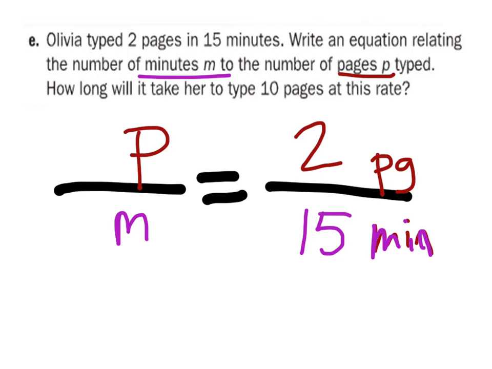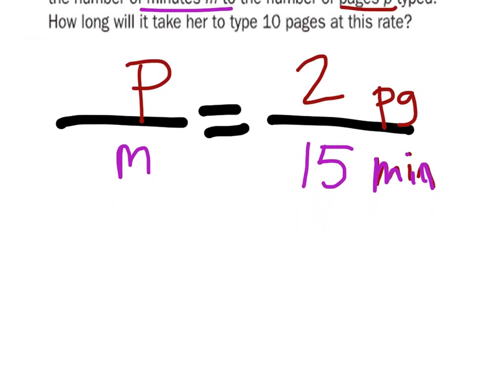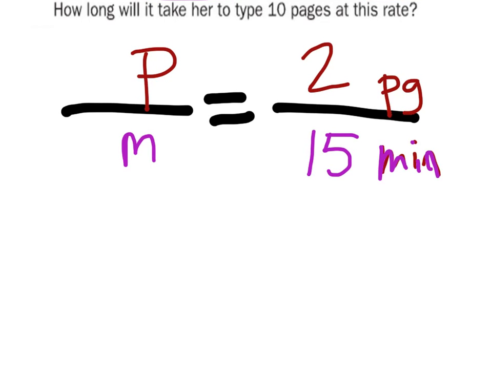The reason this is an equation, well, technically, is because it's got an equal sign. It's got 2 statements on the left and right, okay? But in addition to that, we have 2 unknown values, which is the 2 things we're comparing, pages and minutes. This is the equation, so the next thing we've got to do is consider how many pages, right? So how long will it take her to type 10 pages at this rate? Well, let's set up our proportion. So we've got 2 and 15.